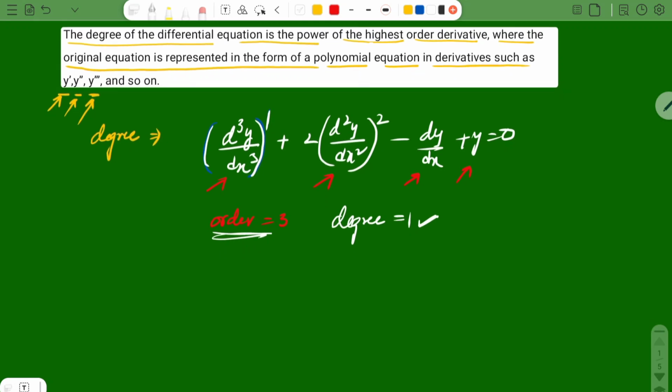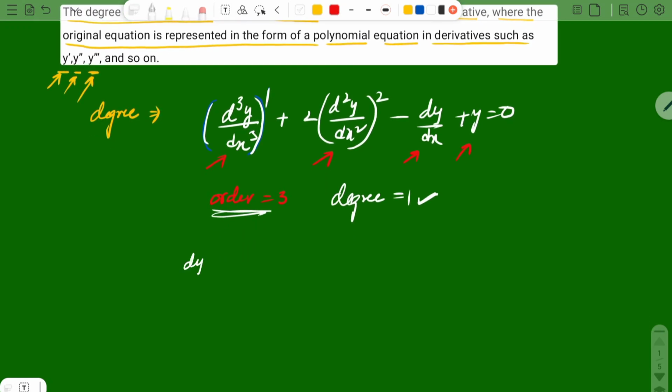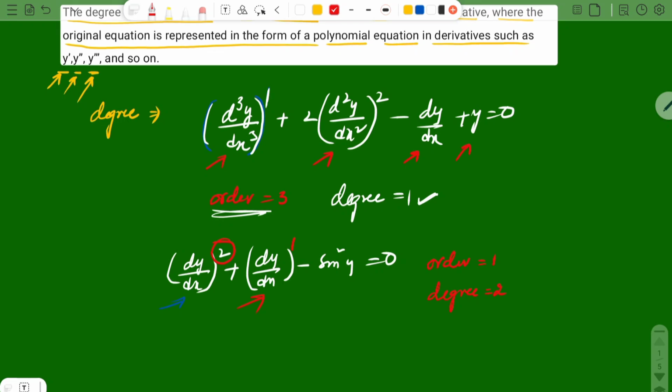One more example we'll take. For example, dy by dx whole square plus dy by dx minus sine square y is equal to 0. In this differential equation, the order is first order only, one time differentiation, and here also one time differentiation. But here the exponent is 1, and here the exponent is 2. So I can say the order of the differential equation is 1, but what about the degree? The degree is equal to 2.